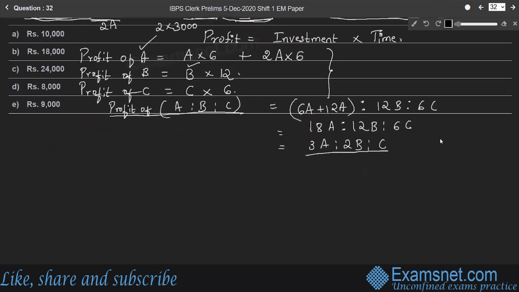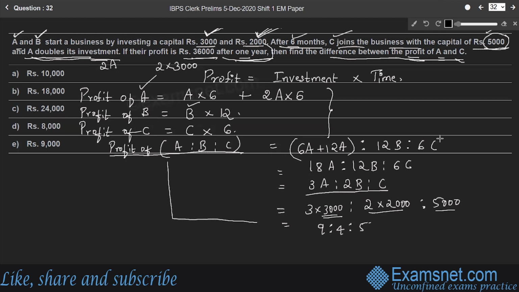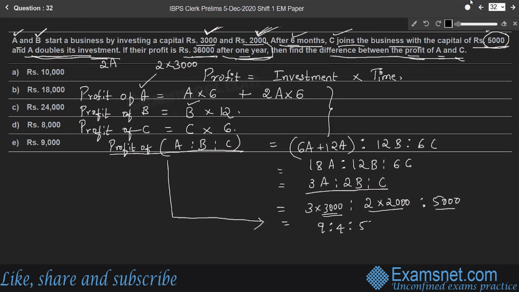So what is A, B and C here? So A is the initial investment of A. So it is 3 into 3,000 is to 2 into the initial investment of B, which is 2,000, is to the initial investment of C, which is 5,000. Therefore, 9,000 is to 4,000 is to 5,000. So, which is 9 is to 4 is to 5. So, profit of A, B and C are in the ratio 9 is to 4 is to 5.